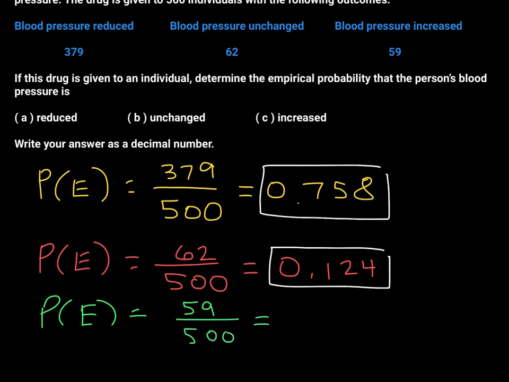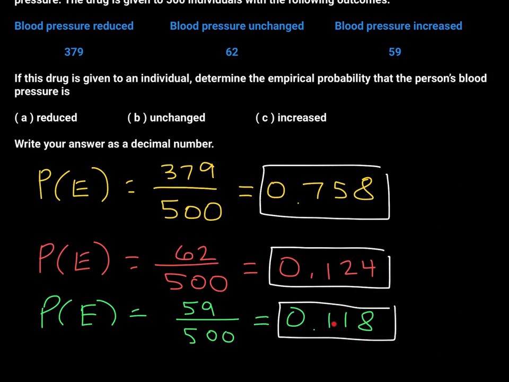So this is the probability. As a decimal, it is 0.118. If I were to write this as a percentage, again, to change a decimal to a percent, just multiply by 100, which means the decimal just moves twice to the right. So as a percentage, this would be 11.8, which is almost 12%. Almost 12% that your blood pressure would actually increase.